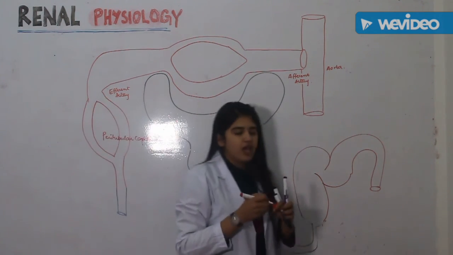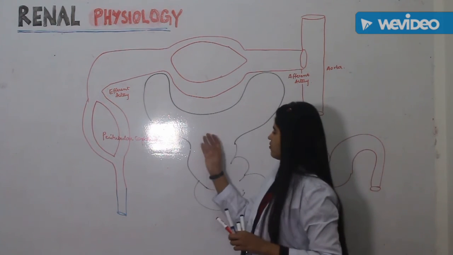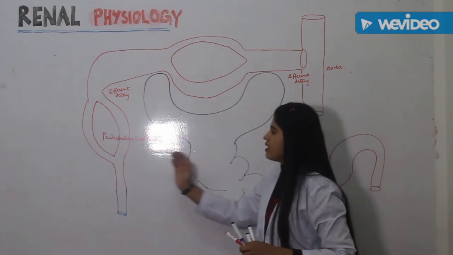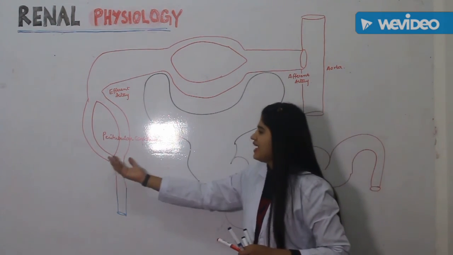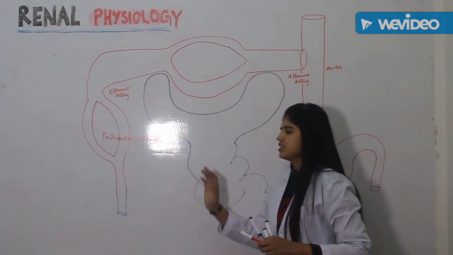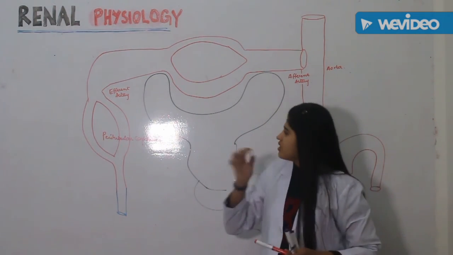So this is one thing. Whatever the filtrate comes over here, it will be absorbed by the peritubular capillaries, and it secretes the things into the proximal convoluted tubule. This is the further discussion.